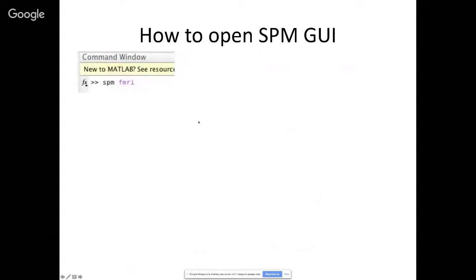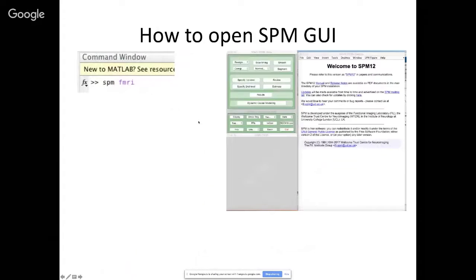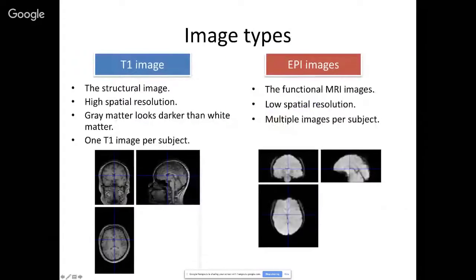We have another kind of images called EPI image. The EPI means echo planar image. You don't need to know the meaning. It's named by the sequence we use to acquire this kind of image. And those images are the functional MR images. That's what we are interested in. It records the activity associated with your task.